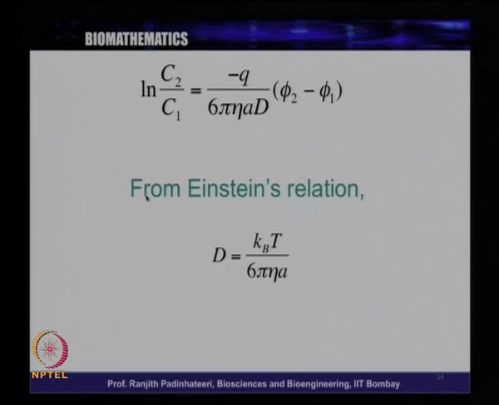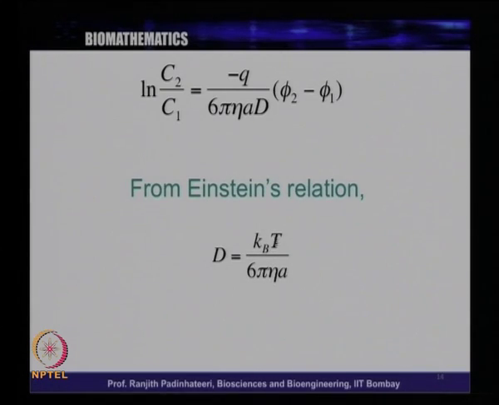Einstein, in his very famous 1905 paper, derived a relation between the diffusion coefficient D and temperature and viscosity. Here kBT: kB is the Boltzmann constant, T is temperature, eta is the viscosity, and a is the radius of the particle. So, this is a relation between the diffusion coefficient D and temperature and eta, the viscosity.